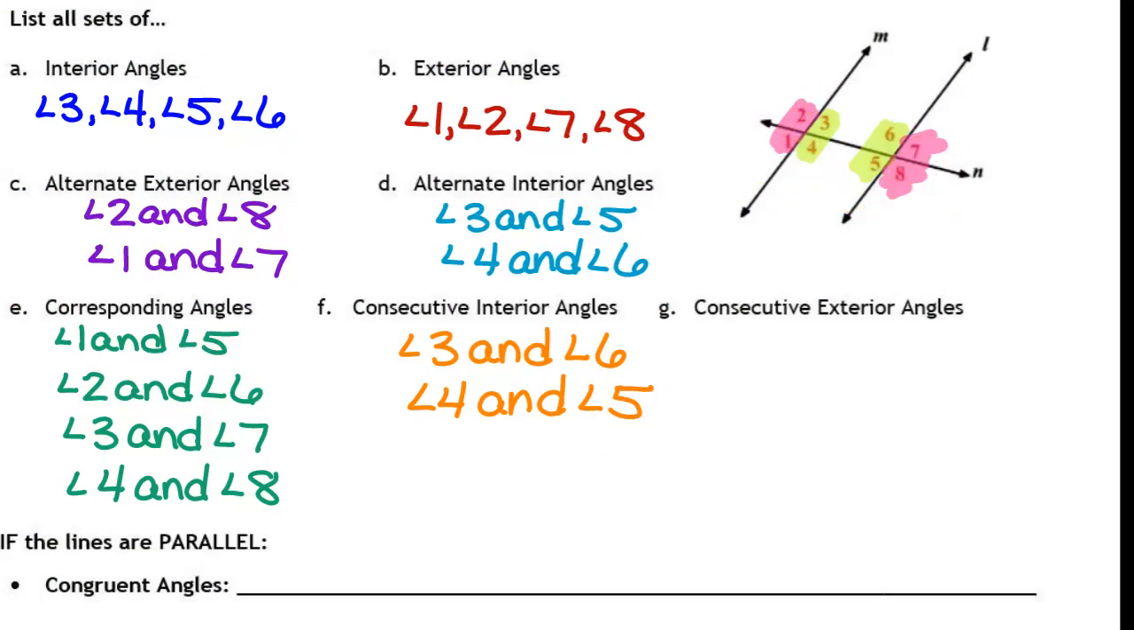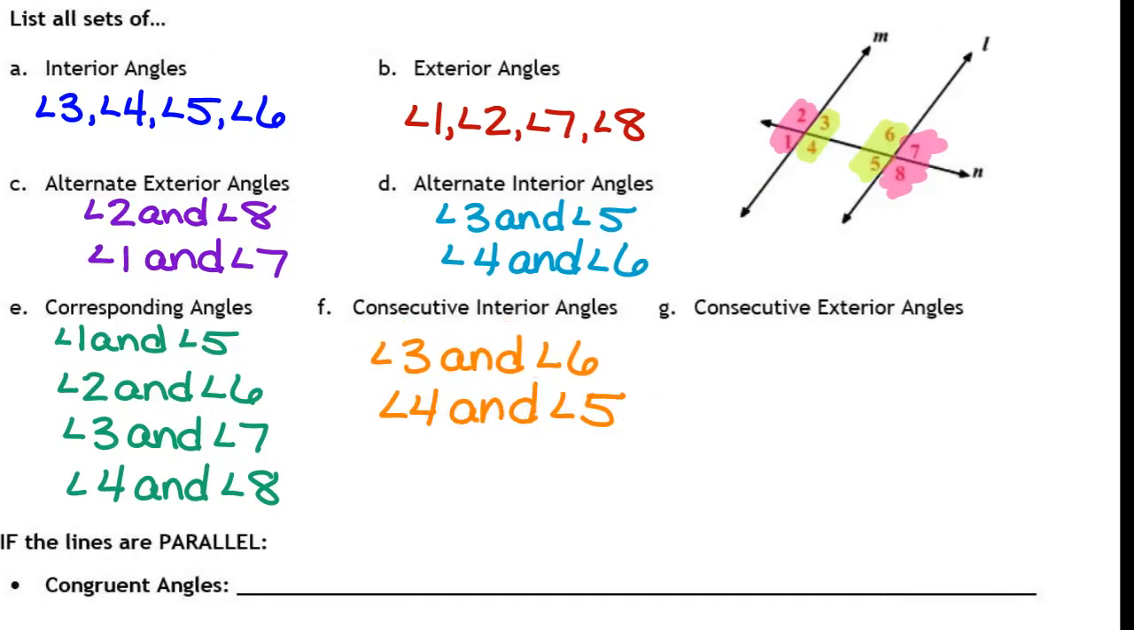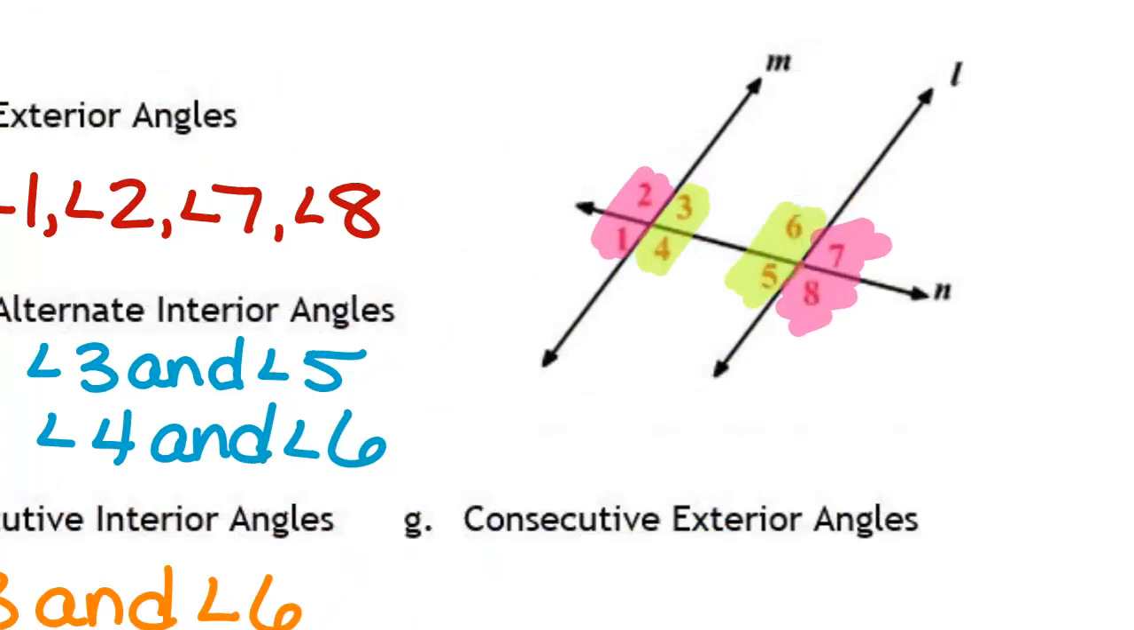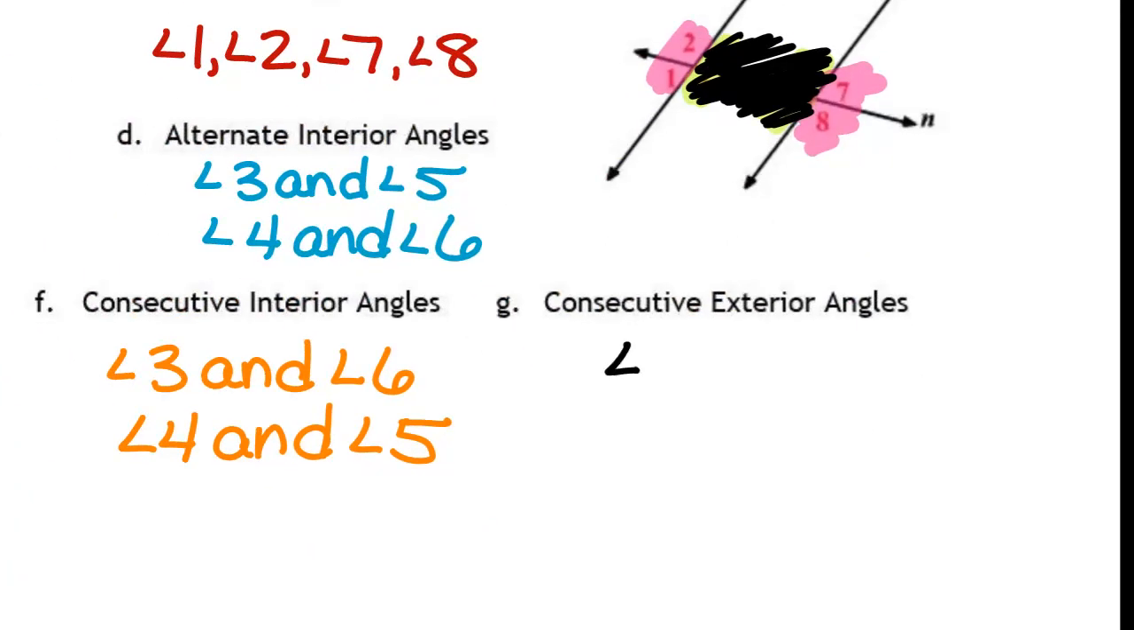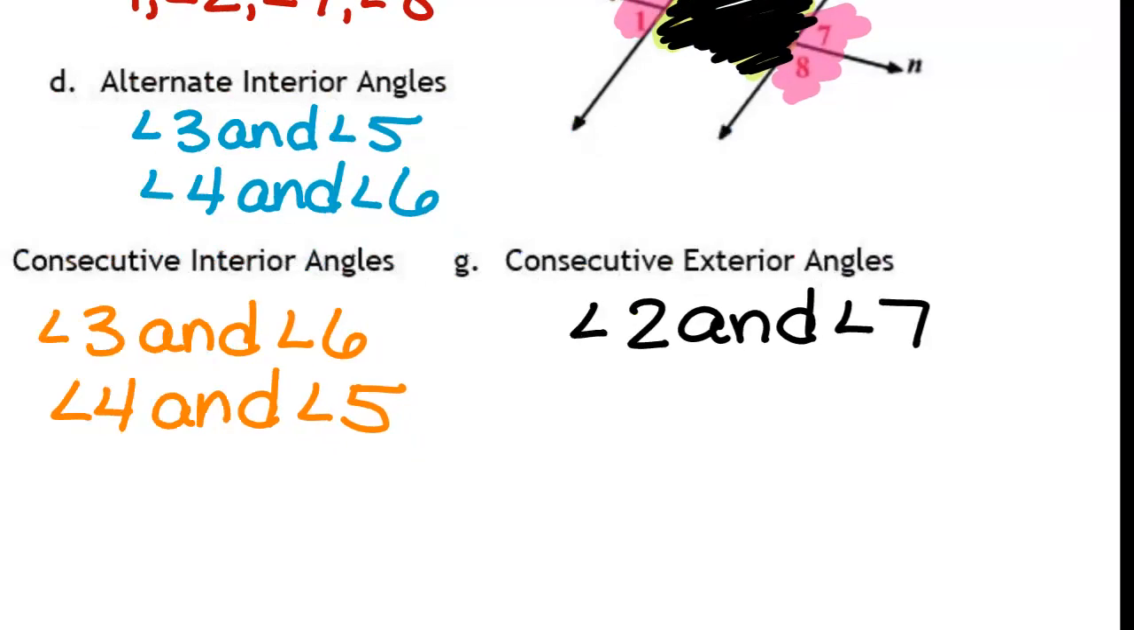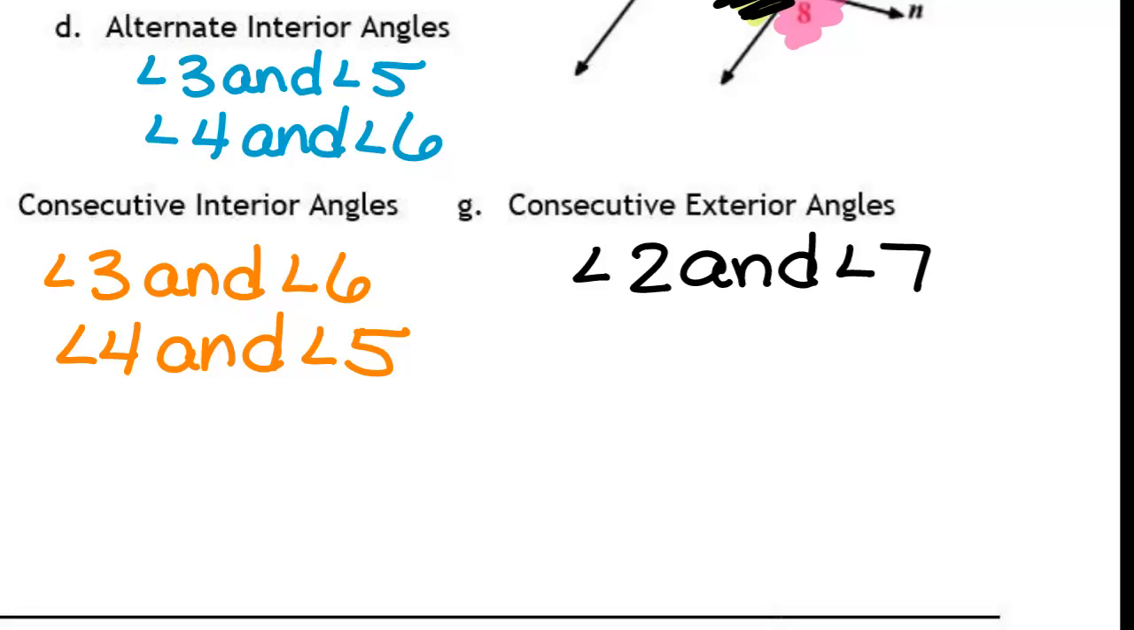All right. So now that we got our consecutive interiors, let's look at our consecutive exteriors. Since I'm switching my attention to consecutive exterior, I don't care about any of these interior angles in here. I need angles that do not touch each other, but are on the same side of the transversal. What would be a pair of consecutive exterior angles? 2 and 7. What else? 1 and 8.